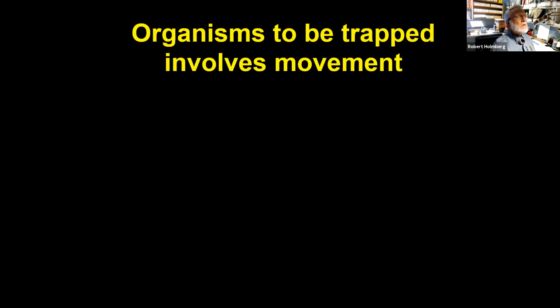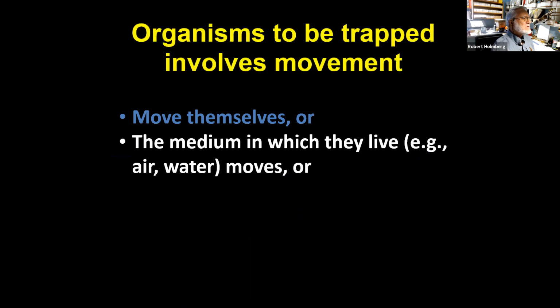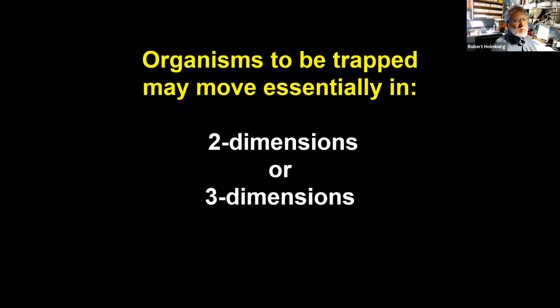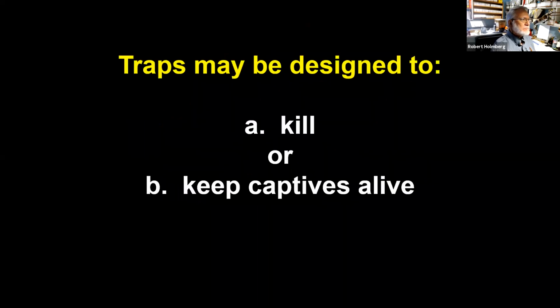Okay, the organisms to trap have to involve movement in some way because the traps are usually stationary, but not always. So they can move themselves across the surfaces or whatever, and the medium in which they live, like air or water, it moves, or the traps move through the medium. So there's got to be movement in one way or another. The organisms that are moving are usually in two dimensions, such as things going over the surface of land or the substrate of water, or three dimensions, and those are usually flying or swimming organisms.